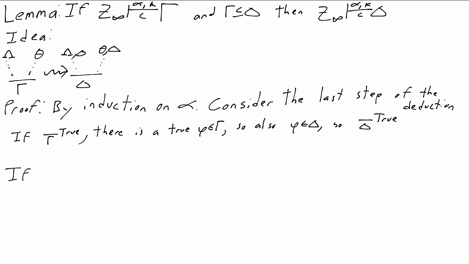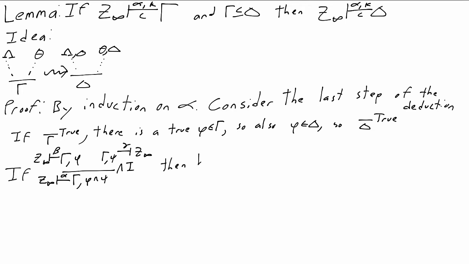Next, consider the case where we justified the last step using and introduction. So let's say we deduced Γ, φ∧ψ from Γ, φ and Γ, ψ, and that Γ is a subset of Δ. We must have deduced each of these subdeductions with some bounds β less than α and γ less than α, so the inductive hypothesis applies.